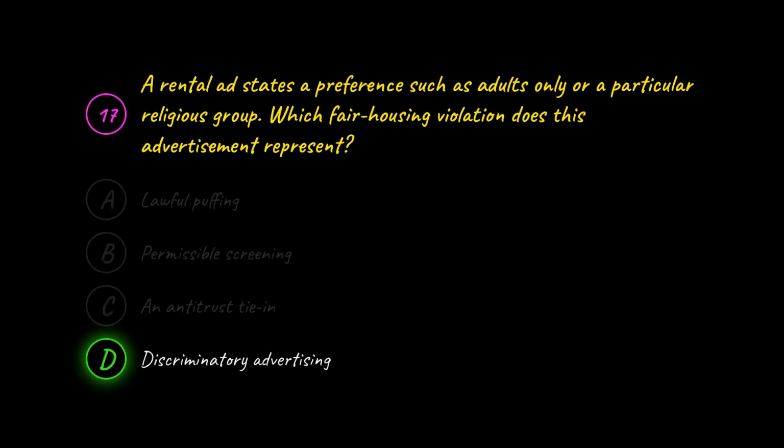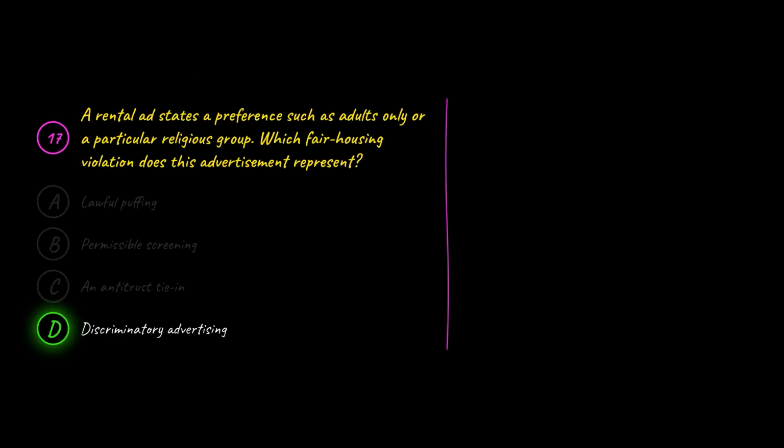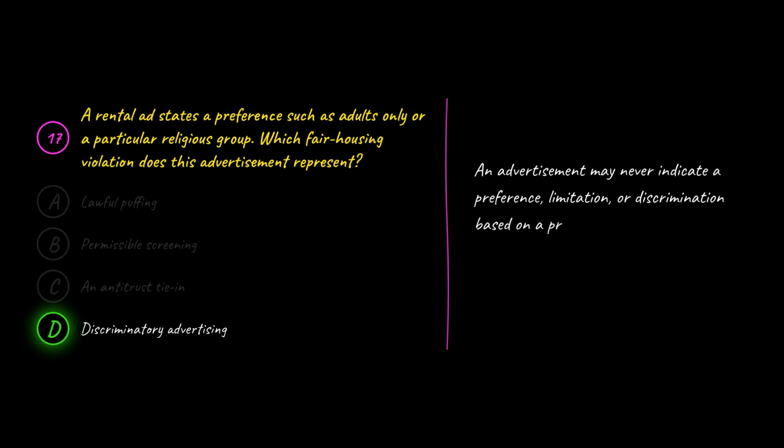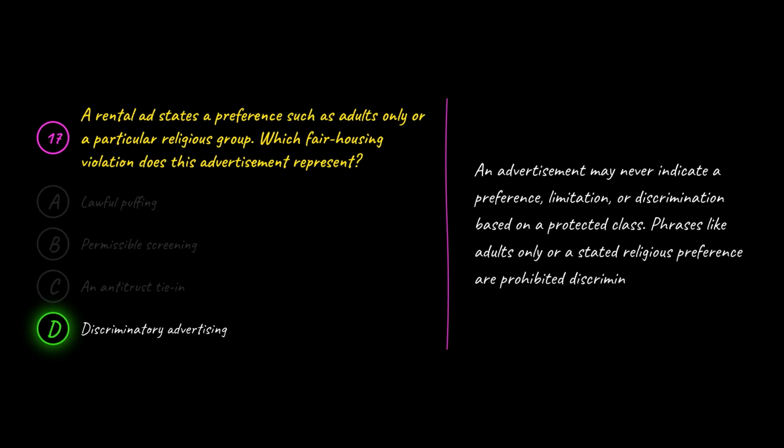The correct answer is D. Discriminatory advertising. D is correct because an advertisement may never indicate a preference, limitation, or discrimination based on a protected class. Phrases like adults only or a stated religious preference are prohibited discriminatory advertising, regardless of intent.